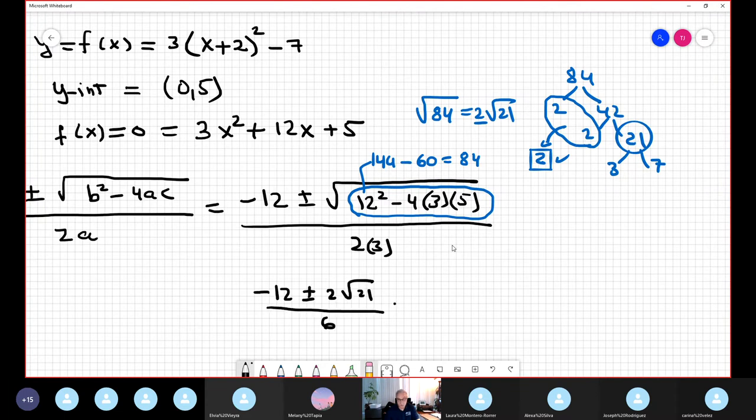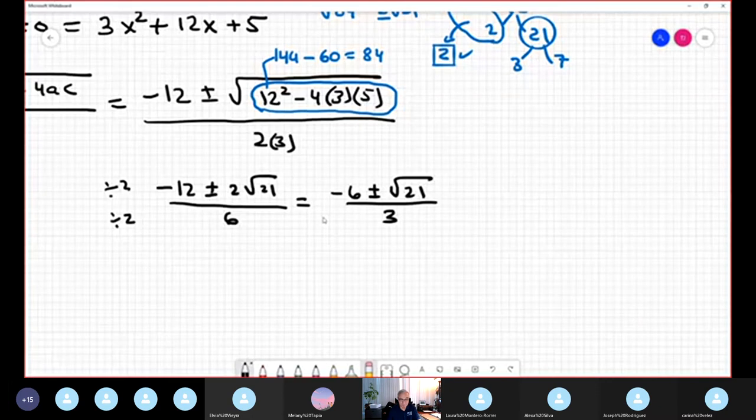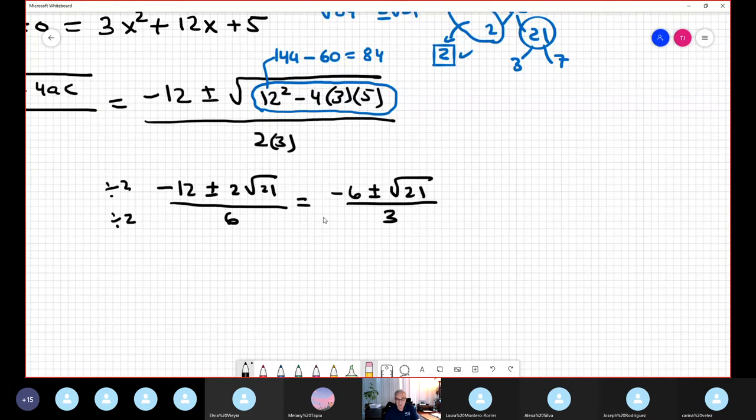Leave it like that? No, because every coefficient is divisible by 2. If you divide by 2, top and bottom, we have minus 6 plus or minus radical 21 divided by 2. Oh yeah, more elegant. But see, my goal is to do the graph. I am lost. I have no idea how this is done.